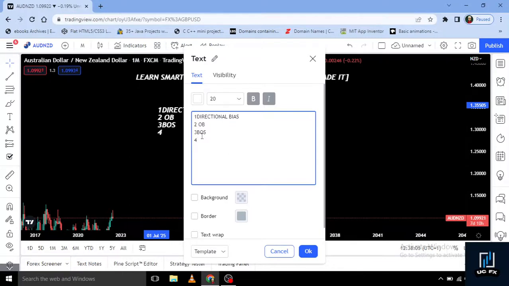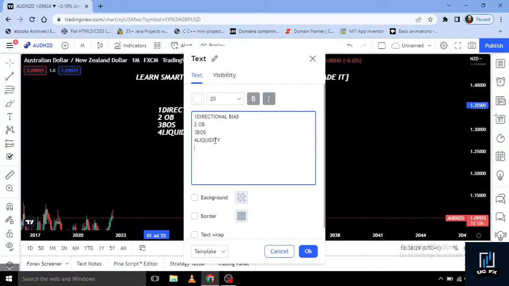Then the number 4 stuff on this list is you need to find liquidity. Liquidity comes in form of equal highs and equal lows. Let's say in a bullish order block, after identifying your order block, you mark out your break of structure. You need to wait for liquidity, which will be coming in form of equal lows. So you have to look for liquidity. That's the number 4 stuff we have on the list.